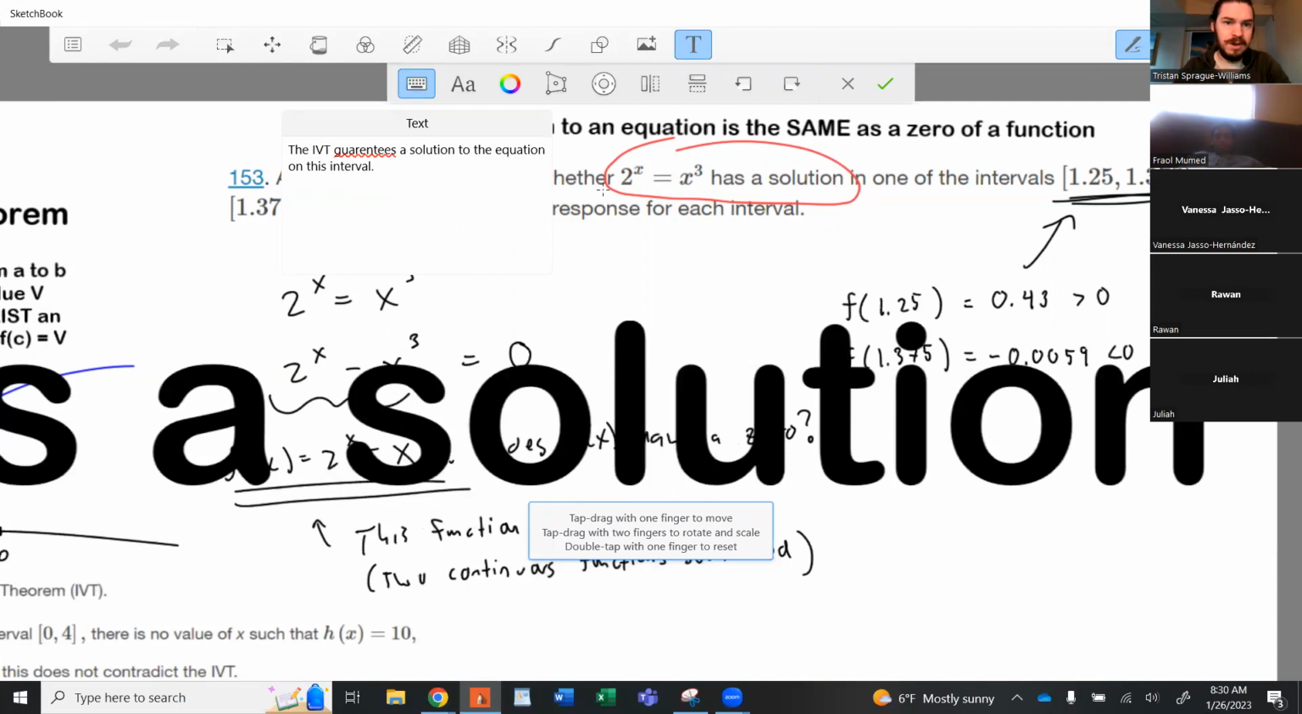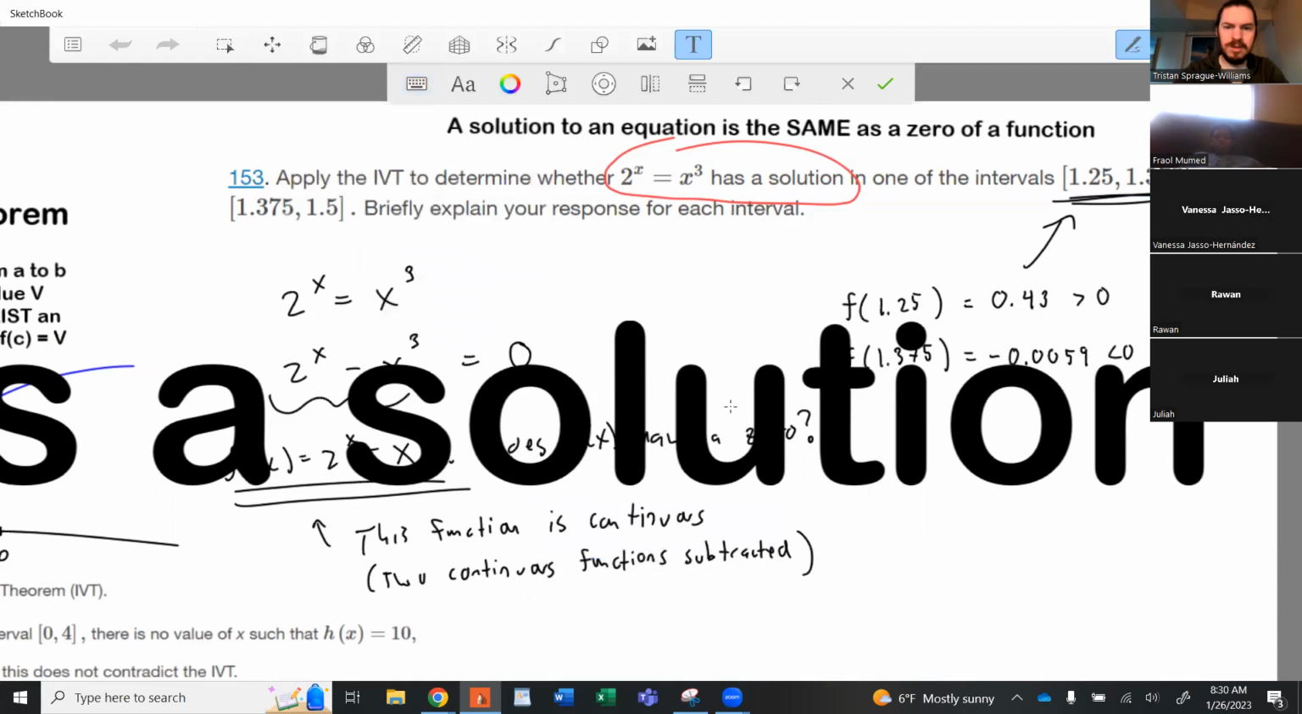Can't spell the word guarantees again. Anyway, it's just going to be spelled wrong. That's fine.